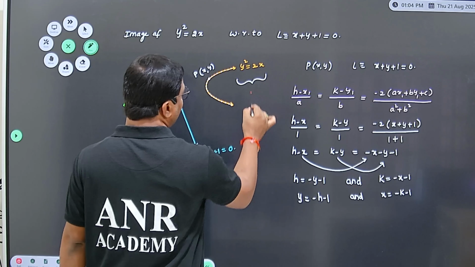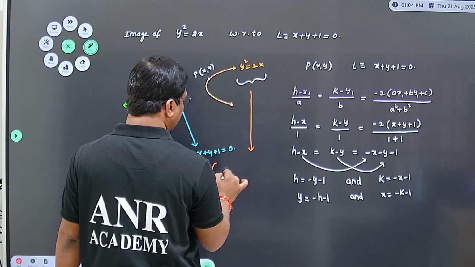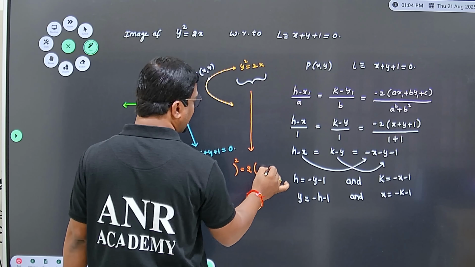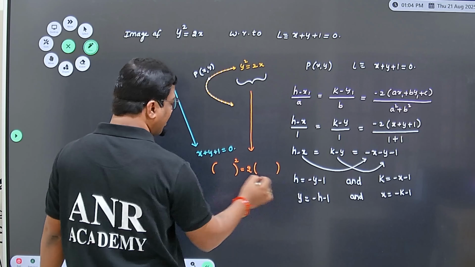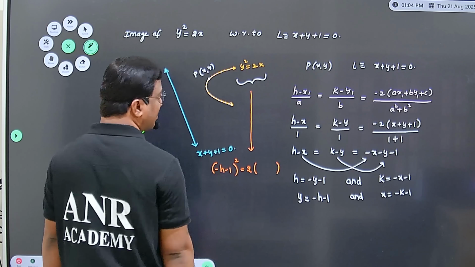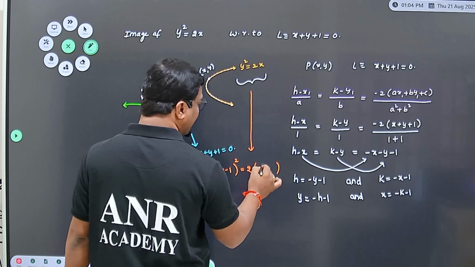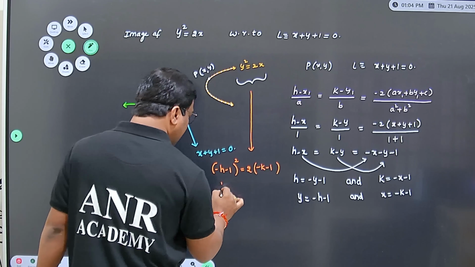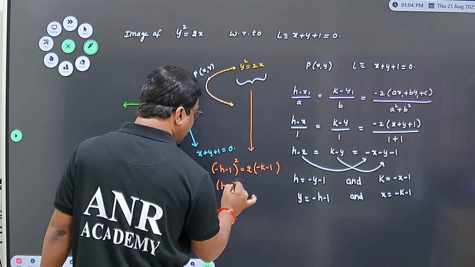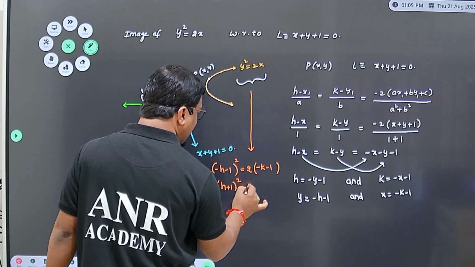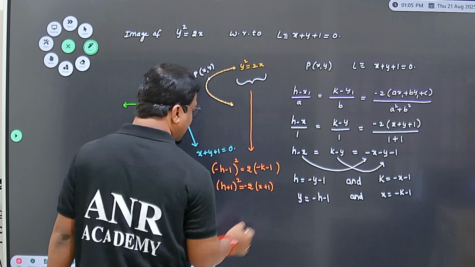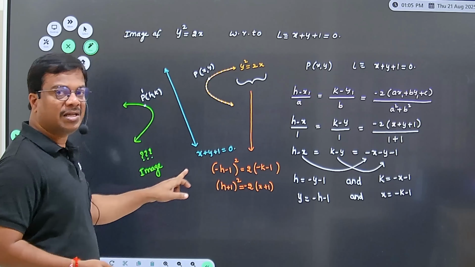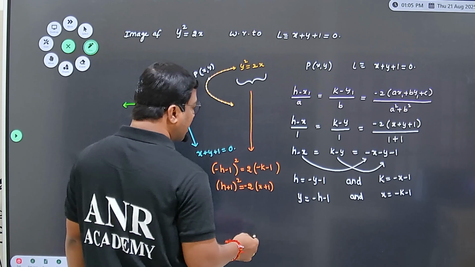You have y square equal to 2 times x, so y value whole square equal to 2 times x. What is the value of y? Here you have minus h minus 1, and what is x? Minus k minus 1. That is, h plus 1 whole square becomes minus 2 of k plus 1. So this is the relation between h and k we need.